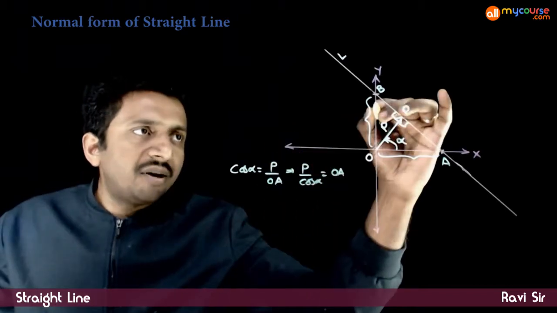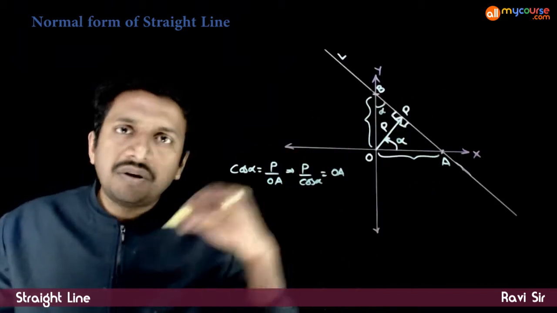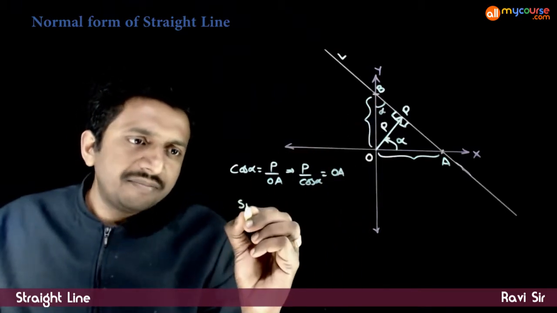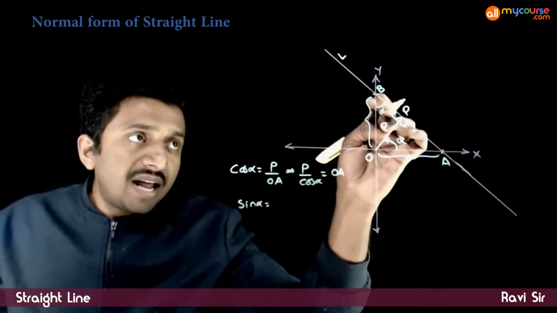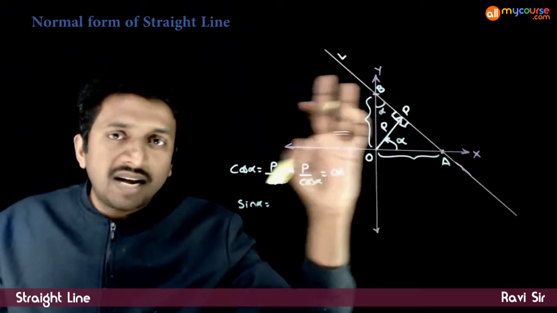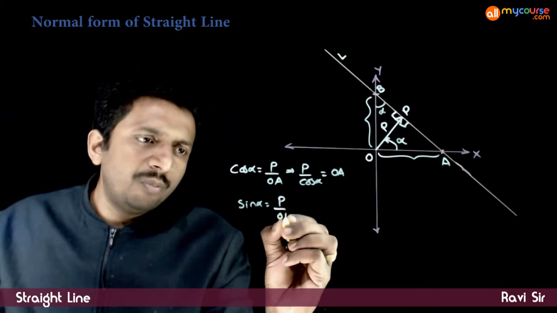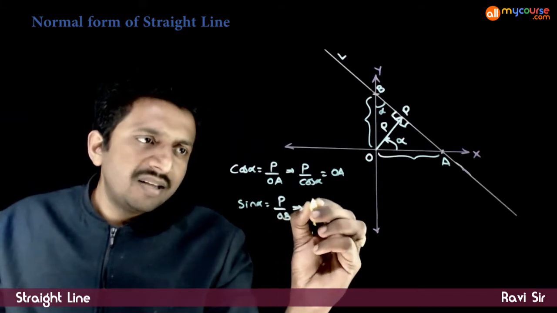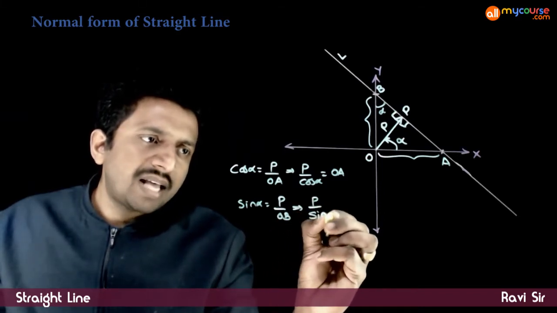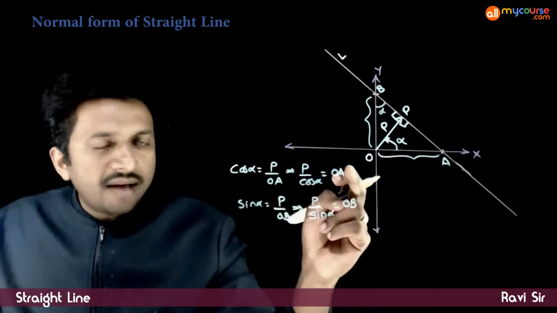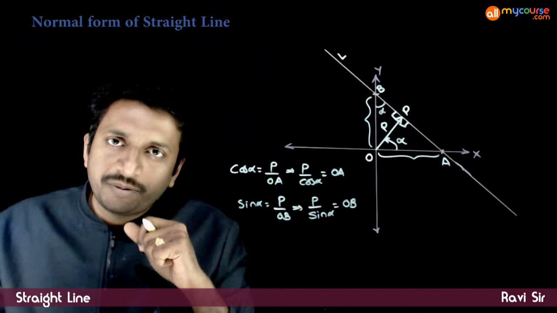Similarly, if this angle is alpha, obviously this angle is also equal to alpha. So what is sine alpha? In this triangle, sine alpha is equal to opposite side by hypotenuse, that is P by OB. This implies P by sine alpha is equal to OB. So you have OA as well as OB.